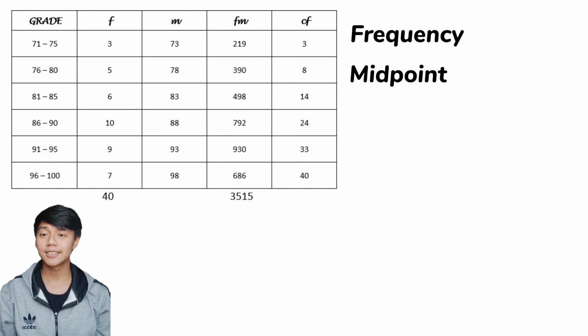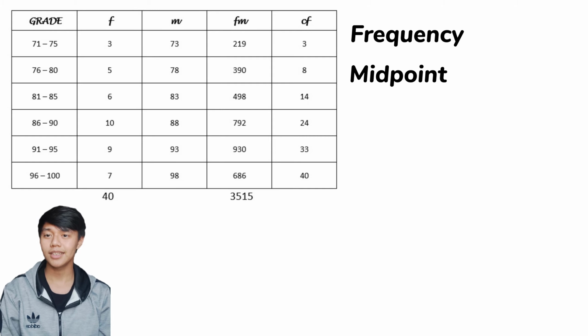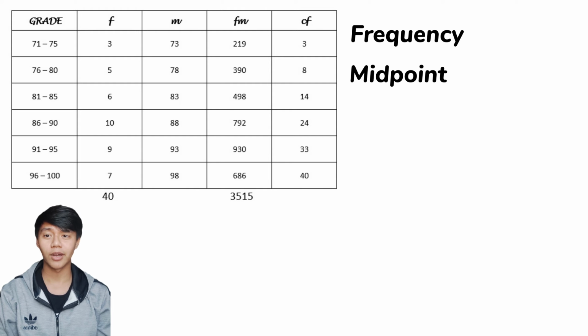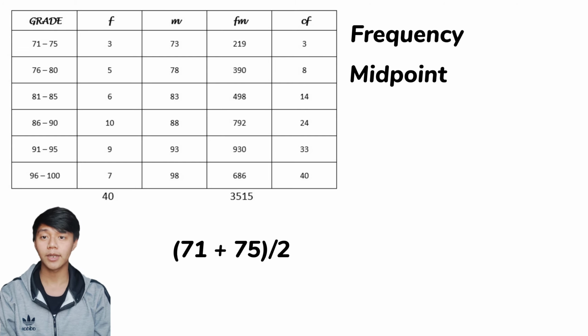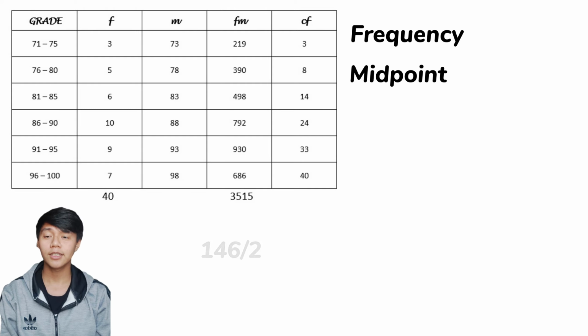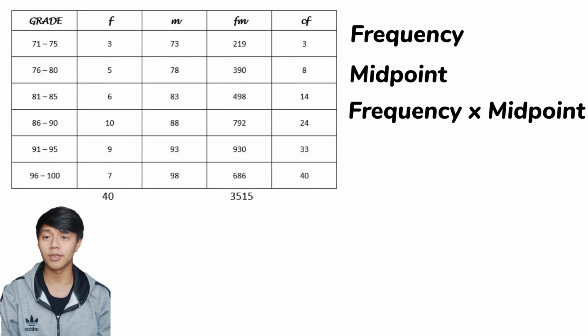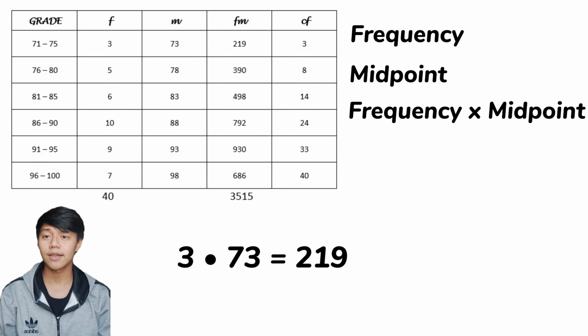The M stands for midpoint. The midpoint is the exact middle of each interval. To calculate the midpoint, we add the lower boundary and upper boundary together, then divide it by 2. For example, 71 plus 75 is 146. 146 divided by 2 is 73. The FM is both the frequency and midpoint multiplied, so it's 3 times 73, which is 219.